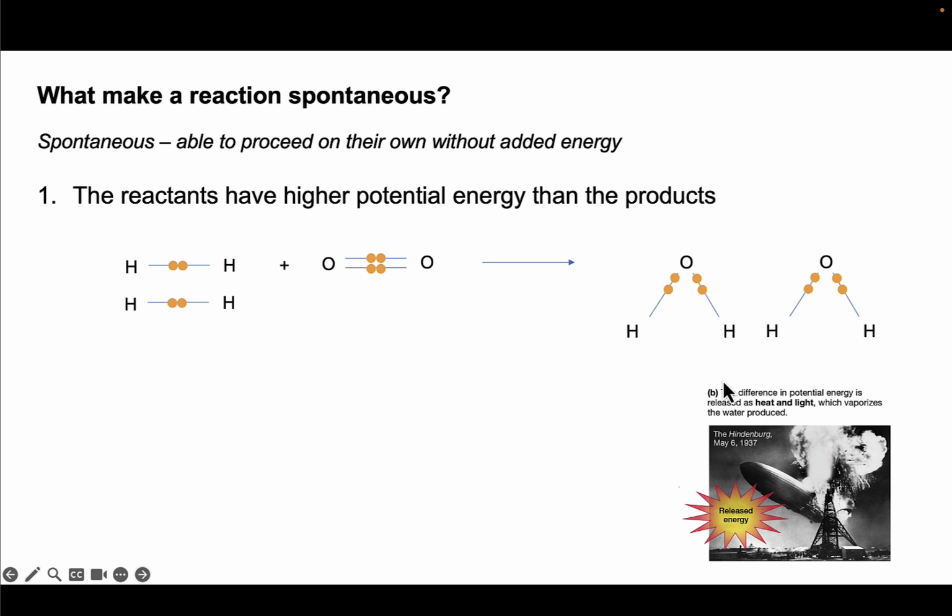And this is actually what happened in the Hindenburg disaster in the 1930s, where hydrogen gas and oxygen gas interacted. This formed water, and this massive explosion happened because energy was released in the form of heat and light and vaporized the water that was produced and caused a big explosion.